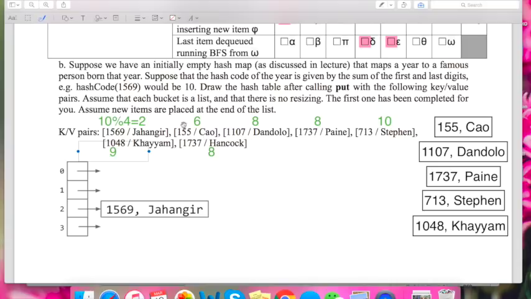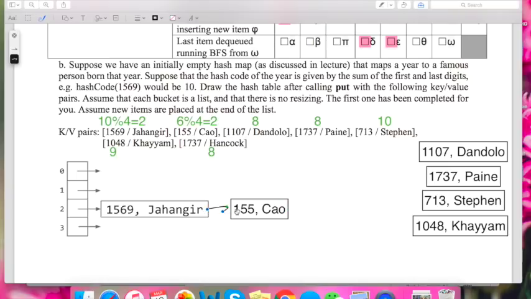So let's move on to this next one. We see here that it's 155, so its hash code is 1 plus 5 is 6. Now we want to find out where we put it in the array. So we do 6 mod 4, which is also equal to 2. So we can just drag this value also into index 2, and we can draw our arrow to connect it. It's a little wobbly, but you get the point.